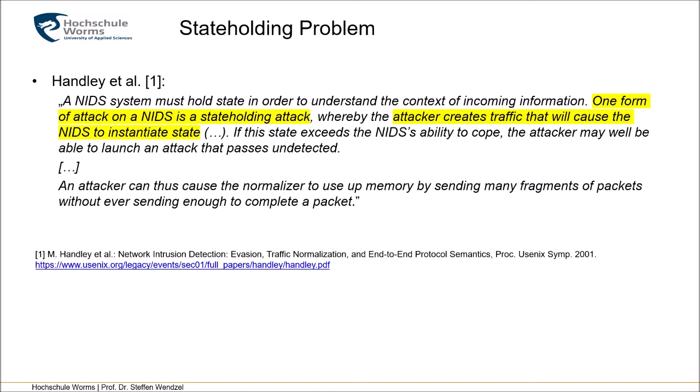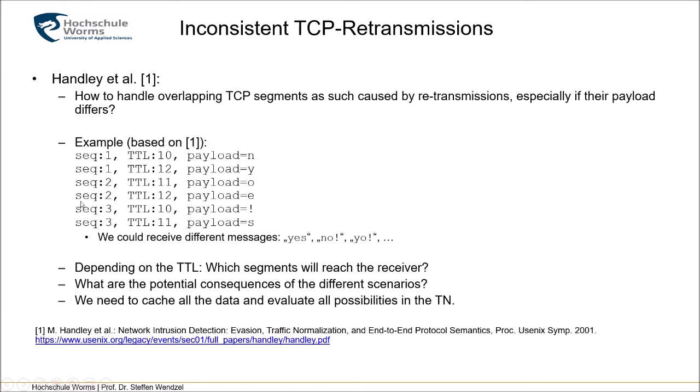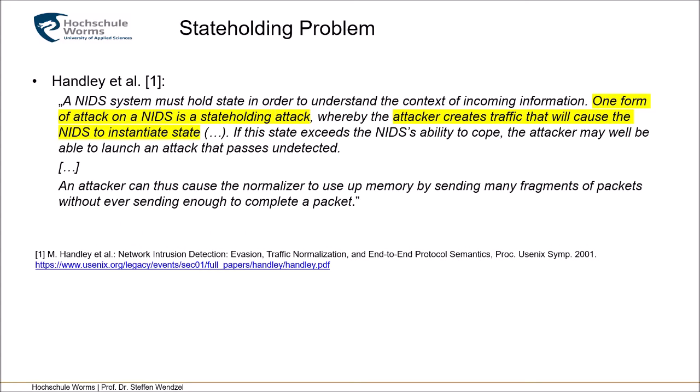And further in the text, an attacker can thus cause the normalizer to use up memory by sending many fragments of packets without ever sending enough to complete a packet. That's what I meant here 2 slides ago. So we can send many packets with sequence number 3, for instance, and then this needs to be cached and cached, and the normalizer would need to evaluate that. Or we could just open many different connections with different sequence numbers and different spoofed source IP addresses, and then the normalizer would need to cache all the states for all these connections. So that's another form of a DoS attack.